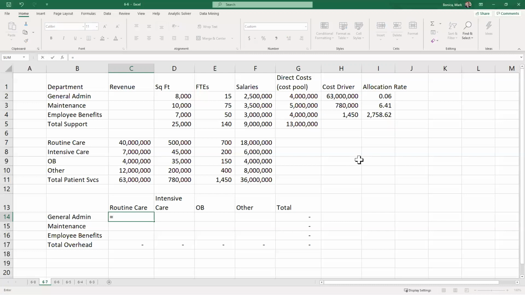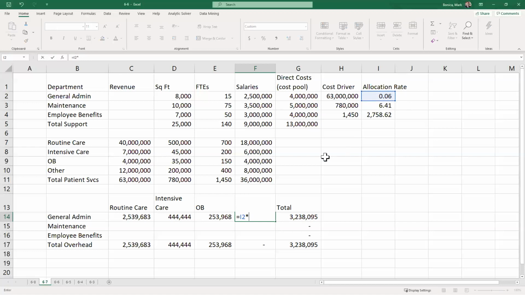All right, so here we go. General administration, 6 cents per dollar of revenue times $40 million for routine care, 6 cents per dollar for intensive care of $7 million, 6 cents of admin cost times $4 million for OB, and 6 cents in general administration costs per dollar times $12 million for other. And note that it adds up to $4 million, which matches our cost pool. So that means we did a good job. We can move on to maintenance.